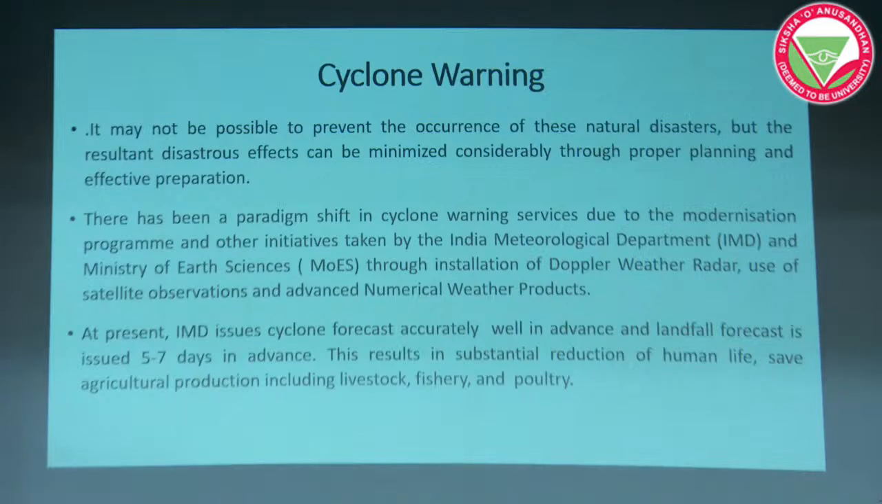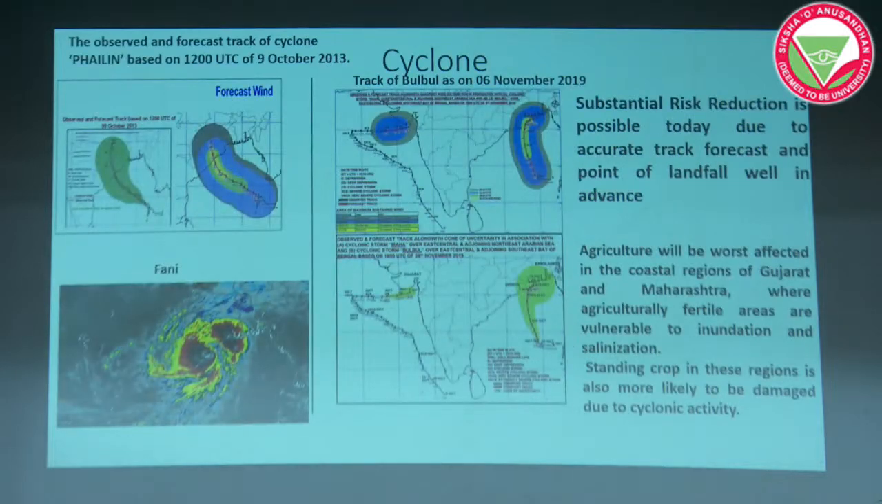But we should take a kind of protective measures. Now, cyclone warning, what I already mentioned, that now 5 to 7 days before we can say the landfall, because of Doppler radars and satellite numerical weather predictions. So this is a great achievement of Indian Department, MoES, and with the state level agencies like that. This is the thing which is in reality actually, that how the track has been done.